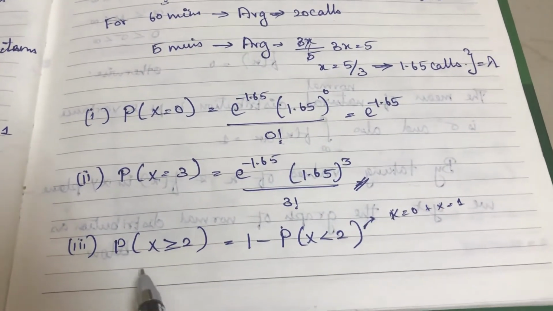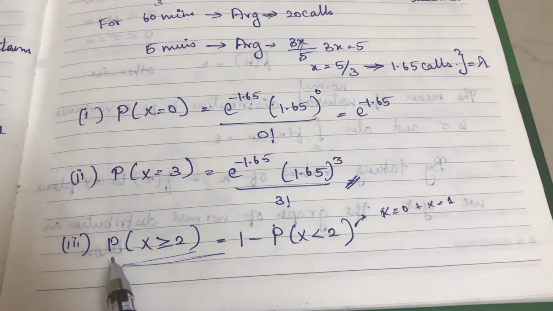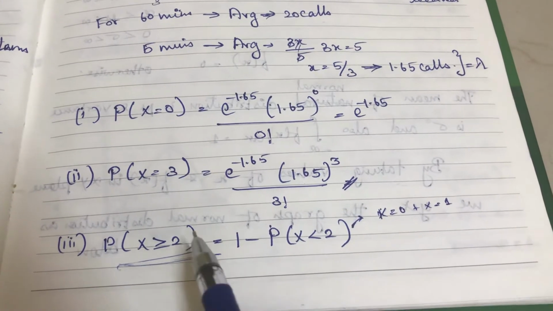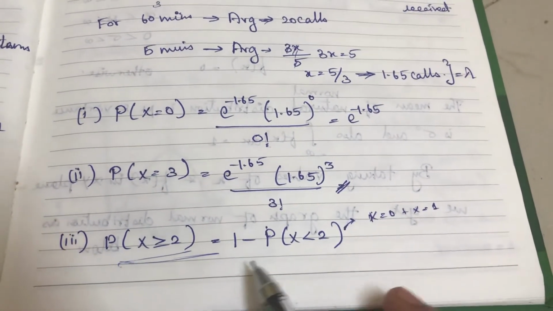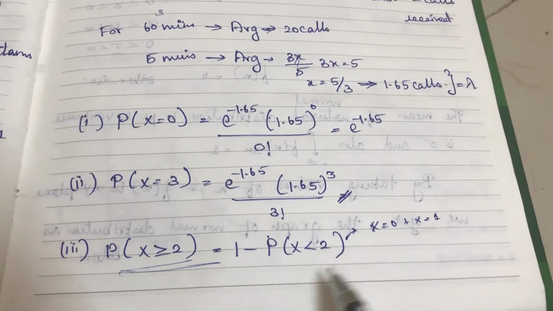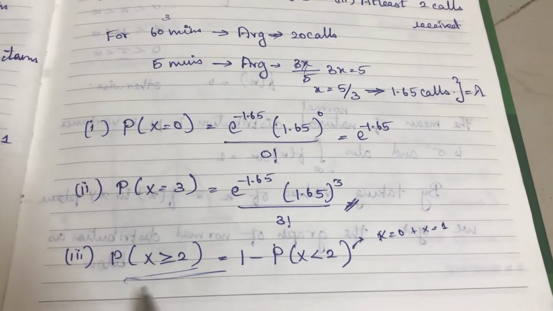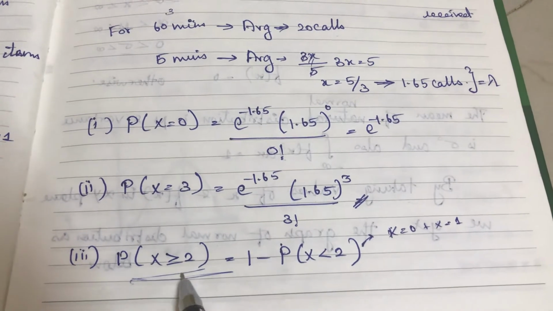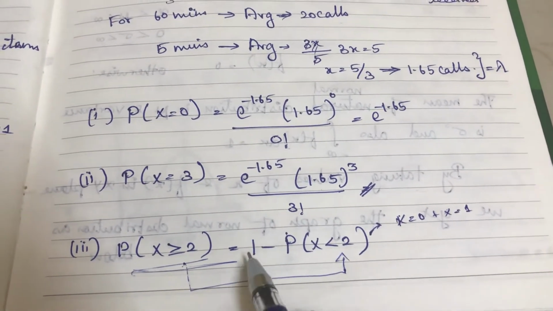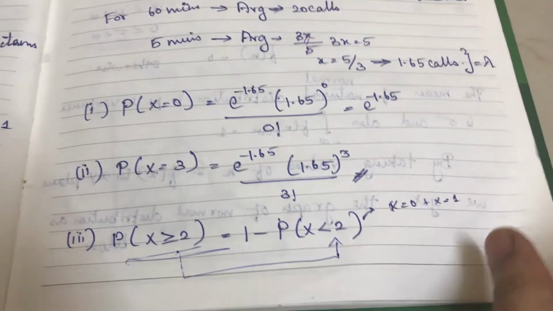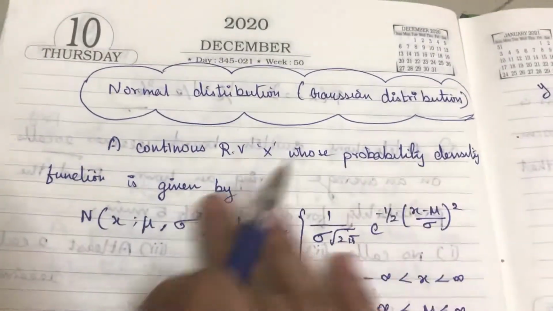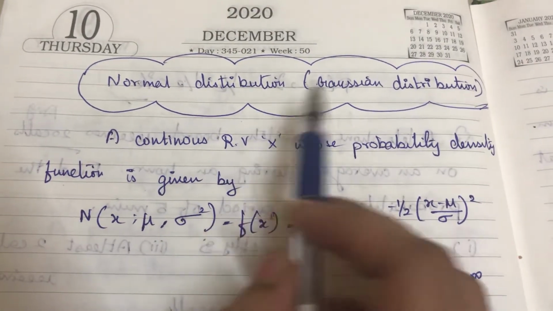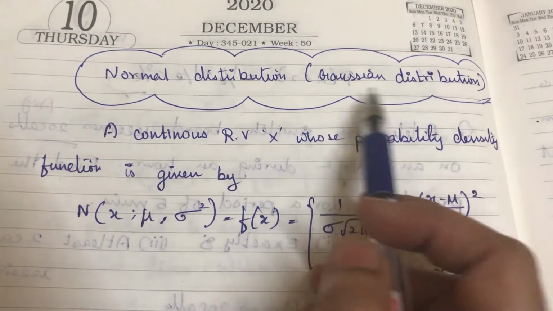So you can see here, if they have asked P of x greater than or equal to 2, we can easily write this as 1 minus P of x less than 2. This one is greater than or equal to, so we write the opposite symbol here, 1 minus the other thing. Yes. Next one, normal distribution, that is Gauss distribution, Gaussian.